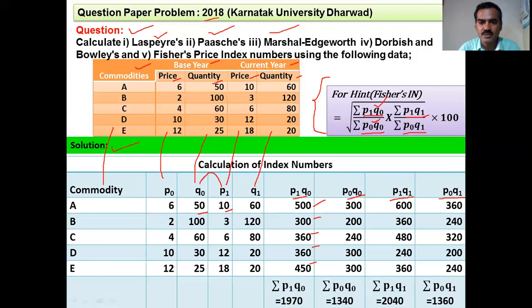Now let us come to the next one, P naught Q naught, where P naught and Q naught are both given. Here 6 into 50, 300. 2 into 100, 200. 4 into 60, 240. Likewise, you calculate and sum this column also. Sigma P naught Q naught equals 1340.